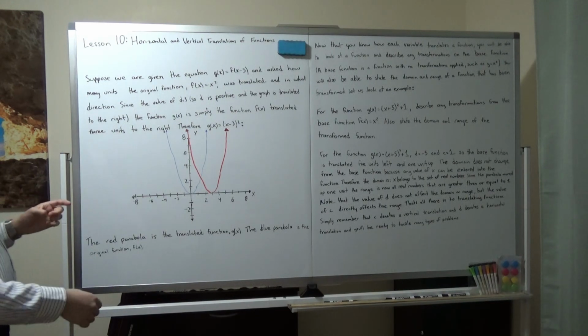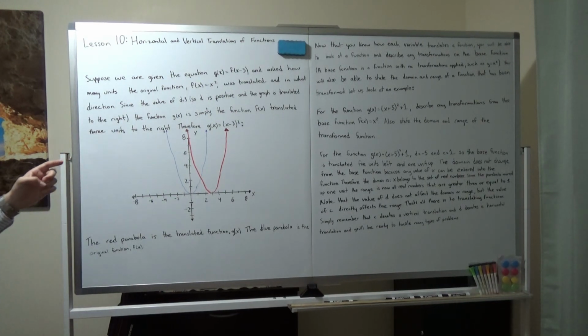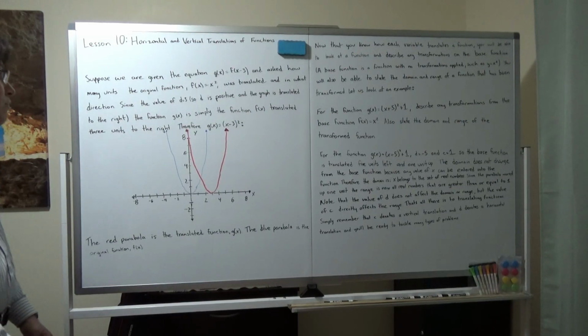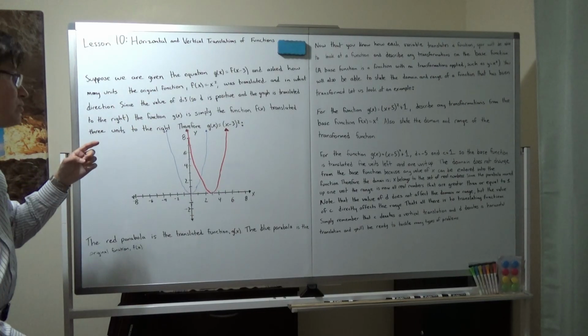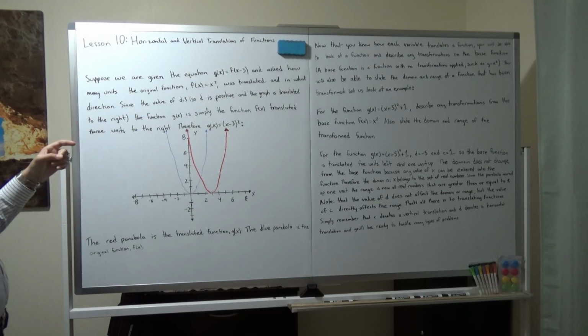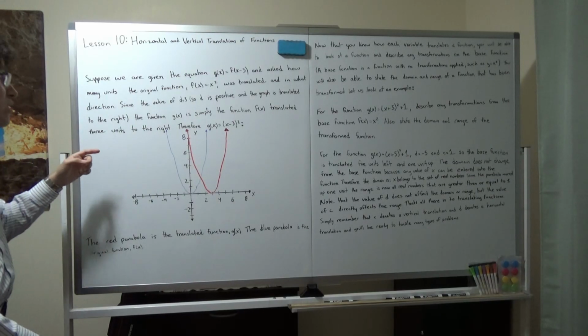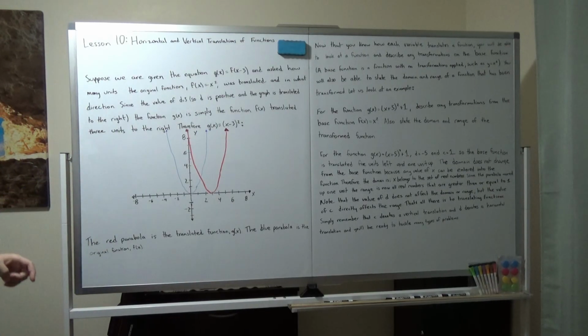Suppose we are given the equation g of x equals f of x minus 3 and asked how many units the original function f of x equals x squared was translated, and in what direction. Since the value of d equals 3, so d is positive, and the graph is translated to the right, the function g of x is simply the function f of x translated 3 units to the right.